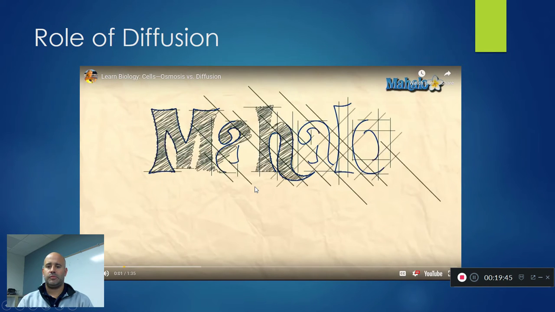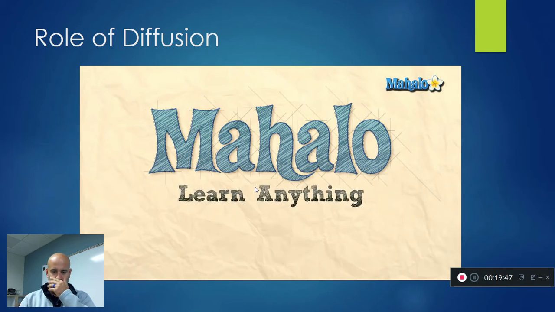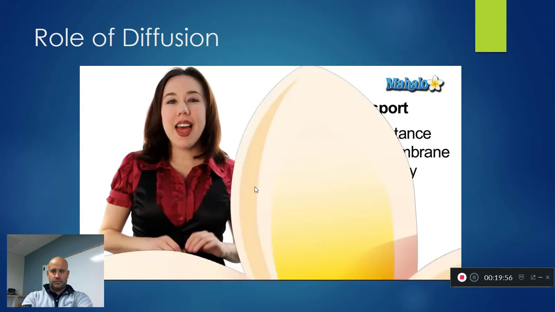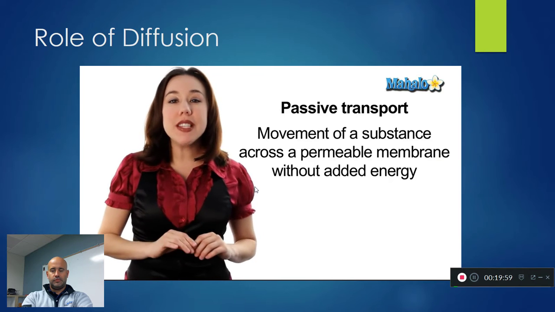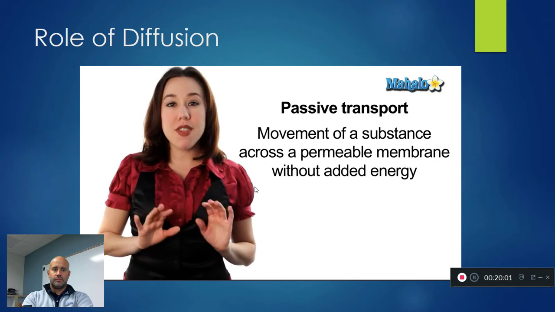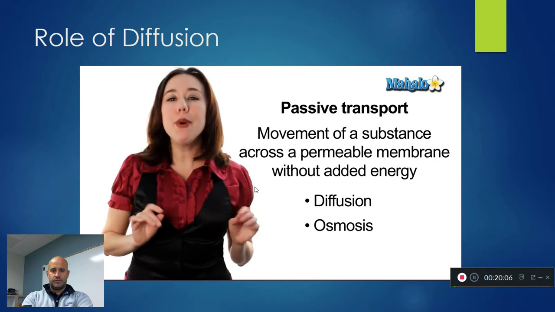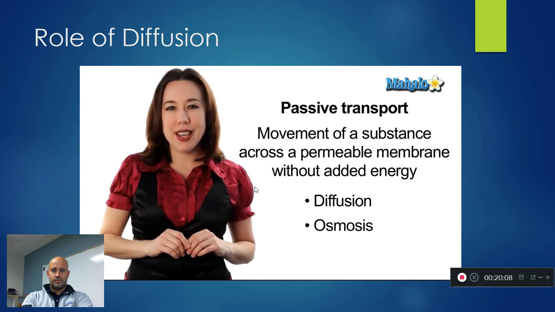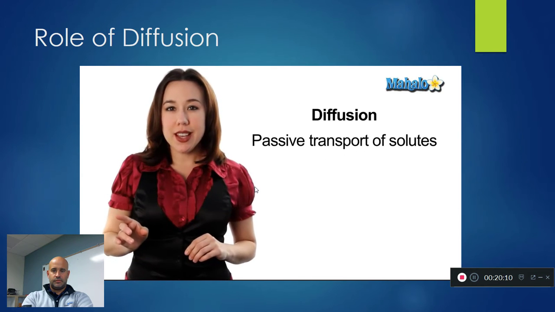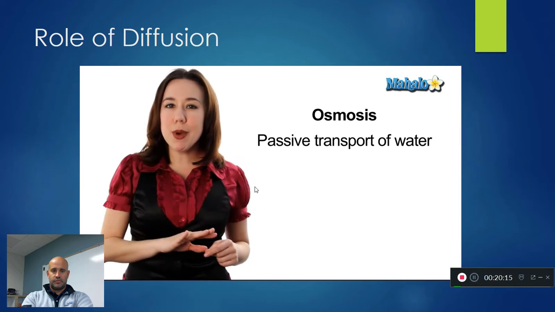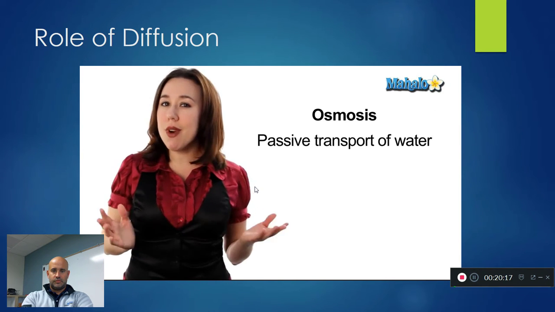Hi, my name is Mary Poffenroth, and I'm an adjunct professor of biology. And today, we're going to talk a little bit about osmosis and diffusion. Passive transport is diffusion of a substance across a permeable membrane without the addition of energy. Diffusion and osmosis are both examples of passive transport. The only difference is diffusion is the passive transport of solutes, things like oxygen and CO2, where osmosis is the passive transport of just water.